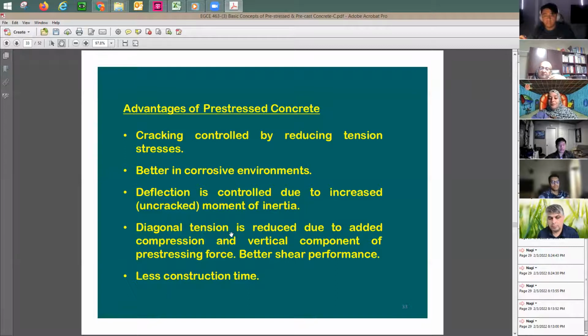Diagonal tension is reduced. This gives you something about the shear strength. Just imagine here, what creates the shear strength in beams? You're going to say rebars. You're going to say yes. How about the concrete? You're going to say yes, absolutely. Concrete resists shear. It has a value. If you remember, it's going to be equal to 2 square root of f'c. That was the equation we used to use.